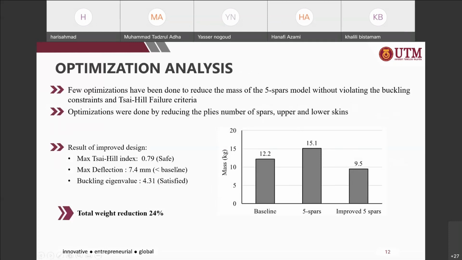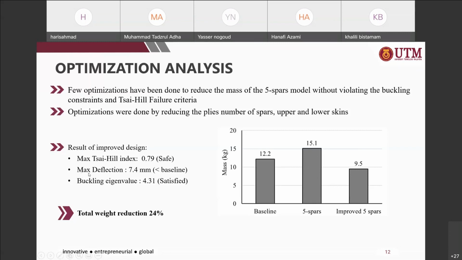A few optimizations have been done to reduce the mass of the 5-spar model without violating the buckling constraint and the Tsai-Hill failure criterion. The optimization was done by reducing the number of plies of the spars and the upper and lower skins. For example, for the skins we reduce from 24 plies to 18 plies, and for the spar, from 18 plies to 12 plies. Then we play around with the stacking sequence, and we get the improved design as shown here, where the maximum Tsai-Hill index is 0.79, which is safe in terms of failure mode.